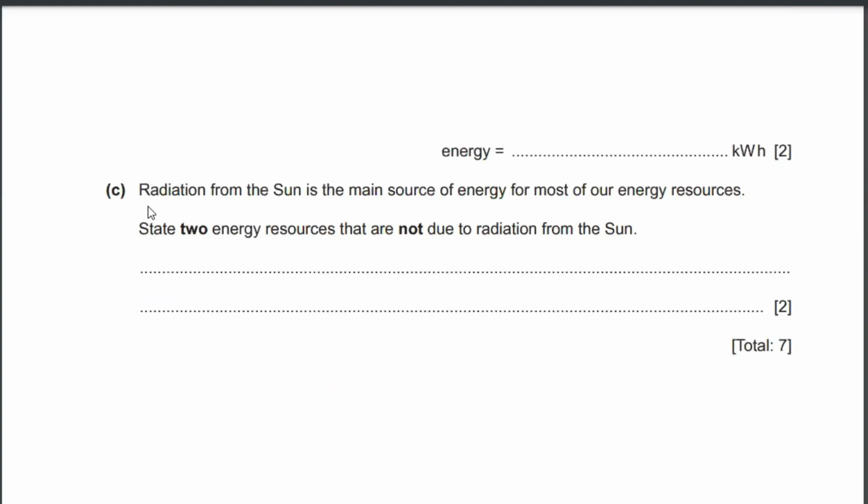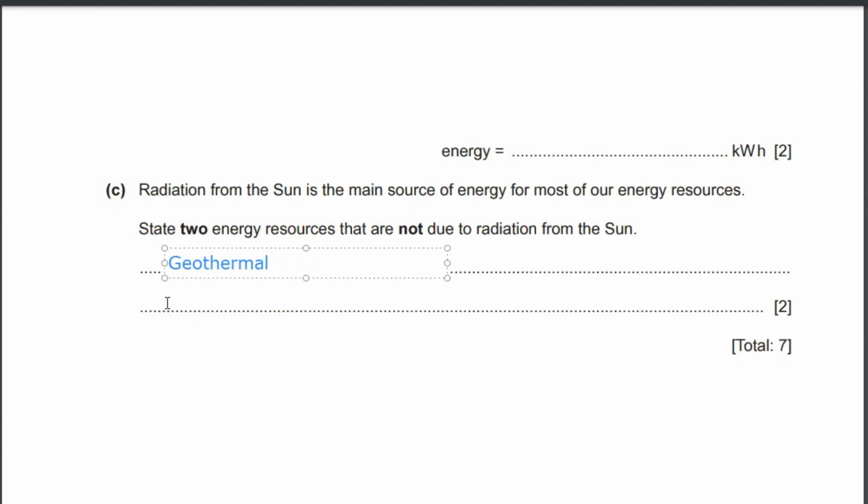Now the next question is: radiation from the sun is the main source of energy for most of our energy resources. State 2 energy resources that are not due to the radiation from the sun. As we are only talking about radiation from the sun and not effects of the sun, gravity would not be included in the answer. So geothermal energy. Geothermal energy comes from the inside of the earth, or the core of the earth. Geo means earth and thermal means the heat generated by the earth.